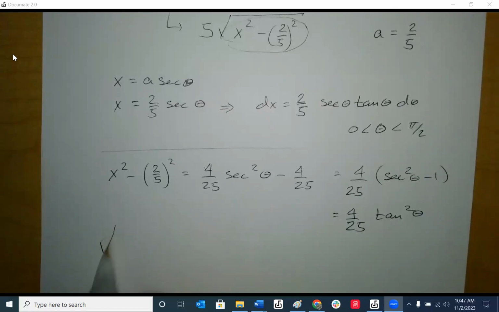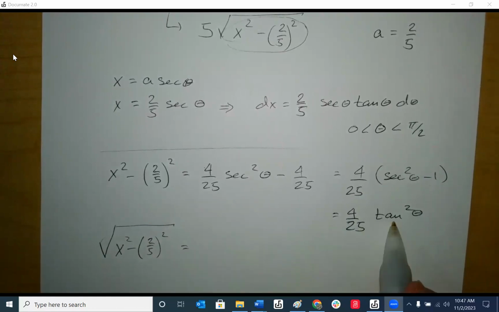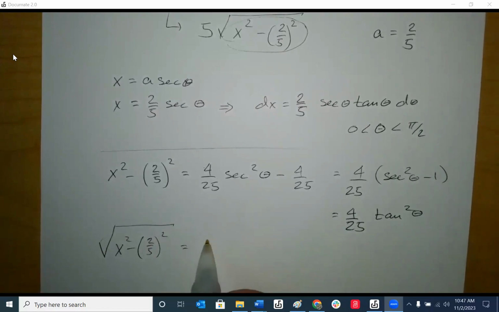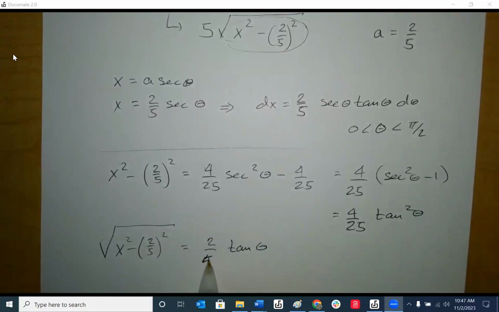So then if we take the radical of x squared minus a squared, it's square rooted now. So we'll have 2/5, I'm sorry, 2/5 tangent theta. So if we take the square root of it, now we have our radical.